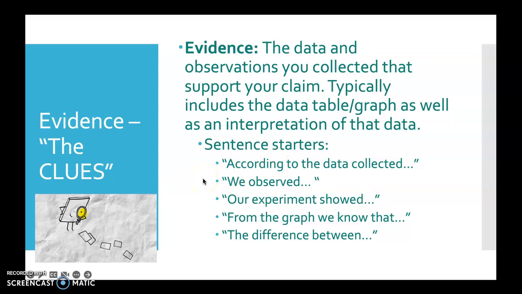Now notice, I'm still not explaining the why in my evidence section. I am just giving the numerical or statistical support for the claim I made. I believe that soapy water, the penny was not able to have as many drops of soapy water on it as with tap water. The data showed that I had an average of 15 drops of soapy water and 35 of tap water. So you're going into the actual data you collected here, but I'm still not saying why.